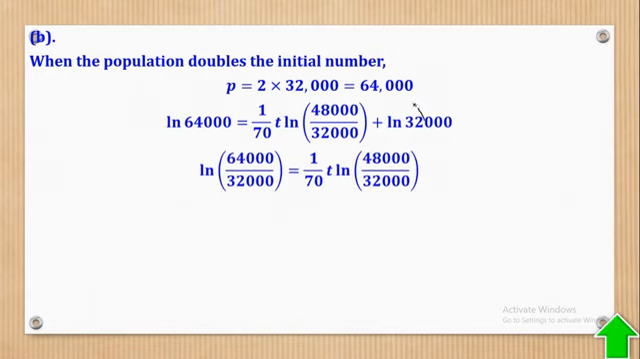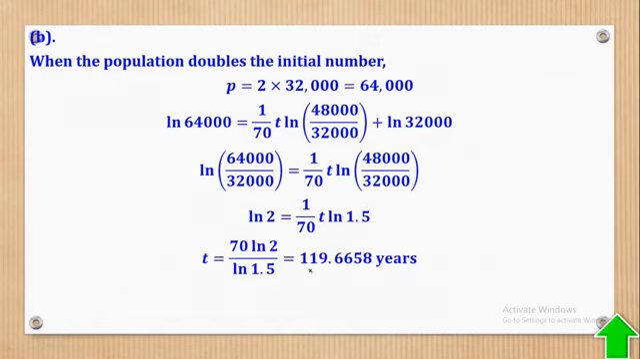To do that, I'll take this one this side to come up with this. And after that, this one is the same as ln 2 because this over this is 2. And this over this is 1.5. Therefore, make T the subject. T will be equal to 119.6658 years.